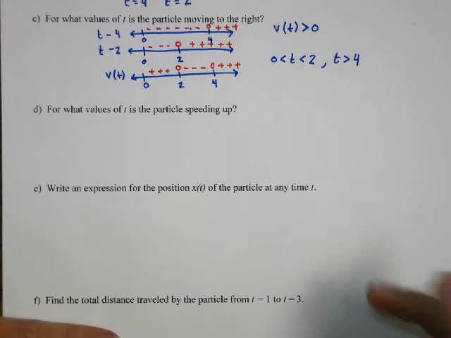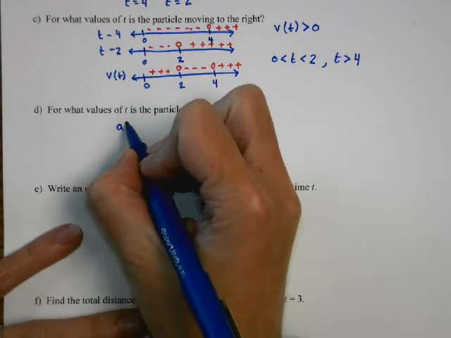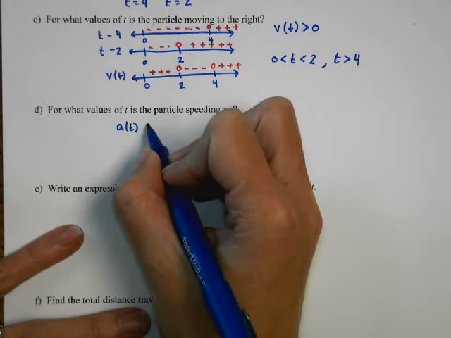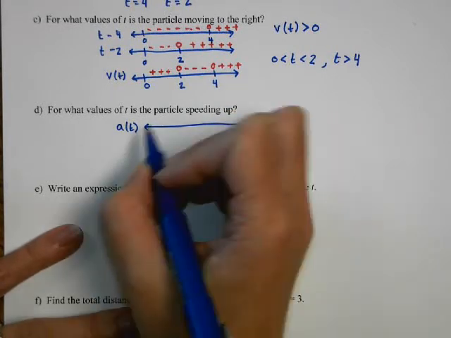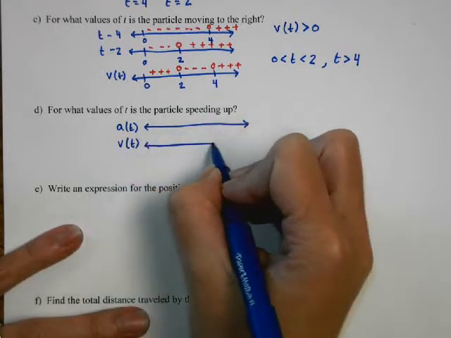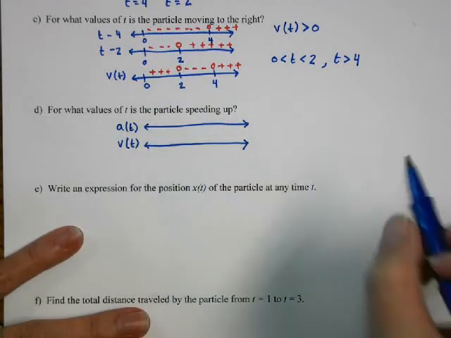To figure out the values where the particle is speeding up, we need to compare velocity and acceleration. So I'm going to make a number line for acceleration and velocity, and there are different ways to do this. I just like the number lines. For acceleration, I'll just write the equation.